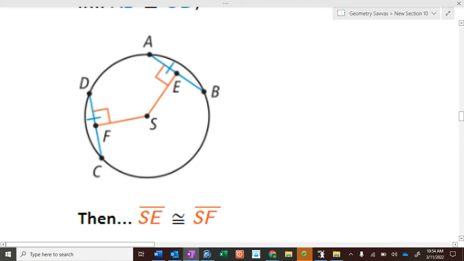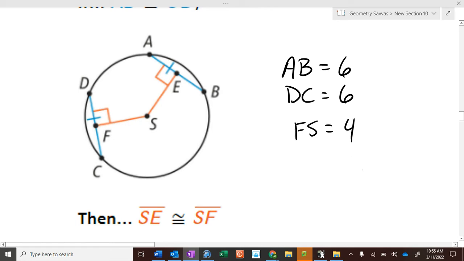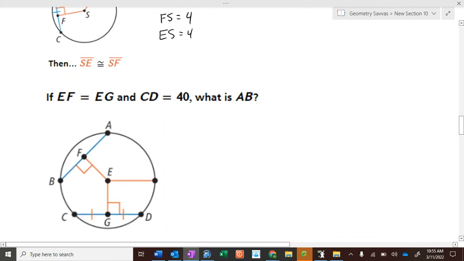So, looking at this, let's say AB is 6 long. Okay? If AB is 6 long, then how long is DC? 6 long. If FS is 4 long, then how long's ES? 4. Okay? Easy peasy lemon squeezy. If EF is congruent to EG and CD is 40, how long is AB? How long do you think AF would be?